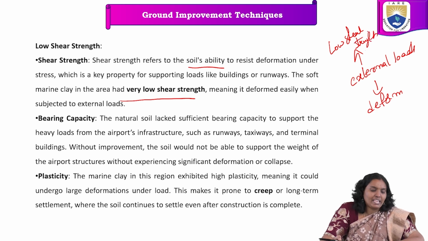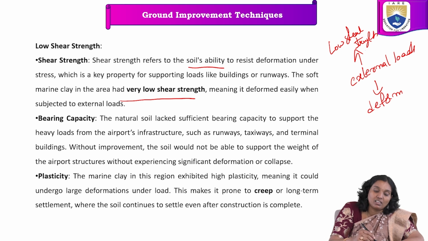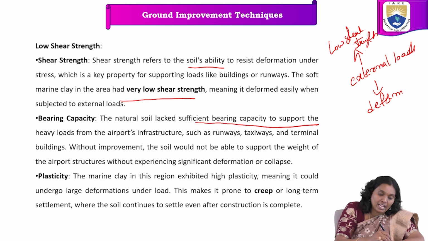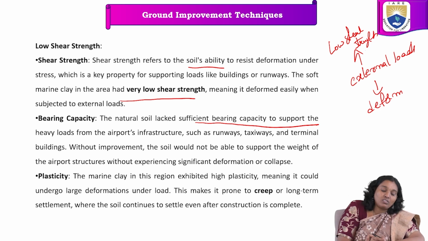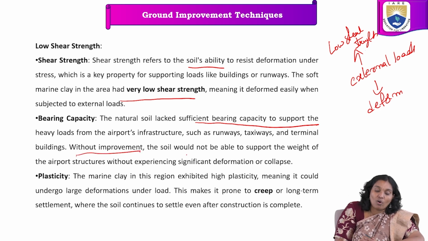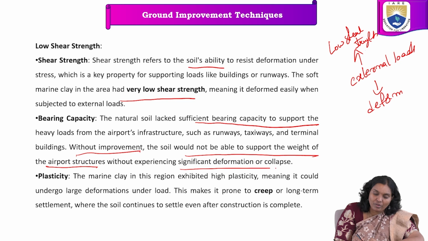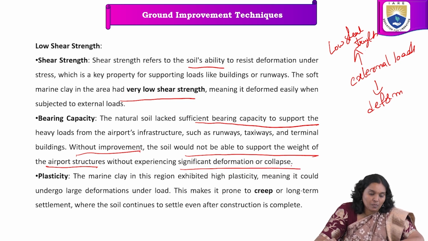And bearing capacity: the natural soil lacked sufficient bearing capacity to support the heavy loads from the airport's infrastructure, such as runways, taxiways, and terminal buildings. Without improvement, the soil would not be able to support the weight of the airport structures, leading to significant deformation or collapse.